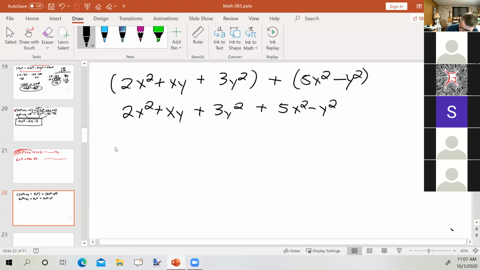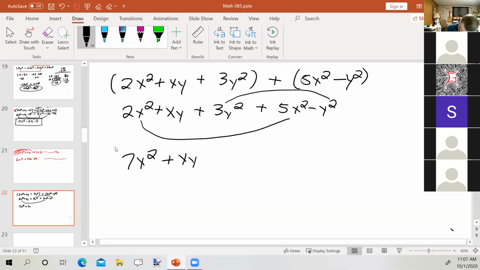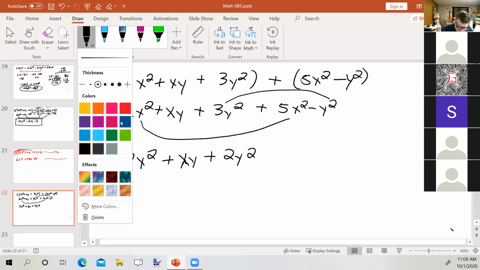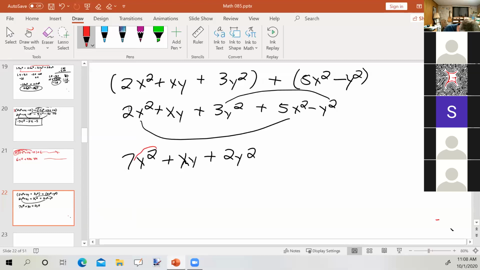Combining like terms, the x squareds go together, the y squareds go together, and the xy, there's no like terms with it. So I've got 2x squared plus 5x squared is 7x squared. Then I'm going to put plus xy, and then finally, 3y squared minus y squared is plus 2y squared. And again, this is in standard form in terms of x, because I've got x squared, x to the first power, no x's at all. Okay?